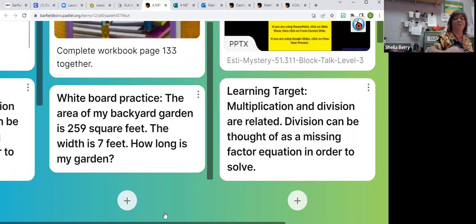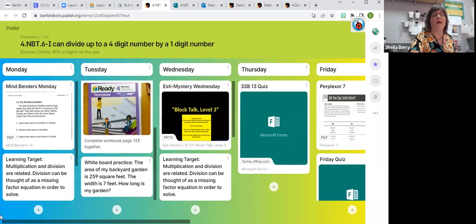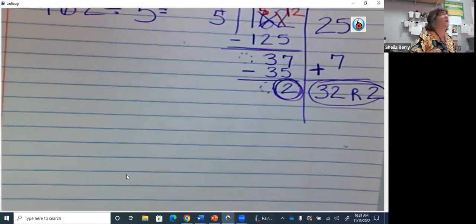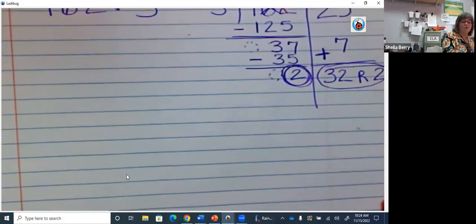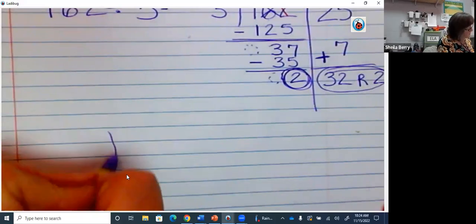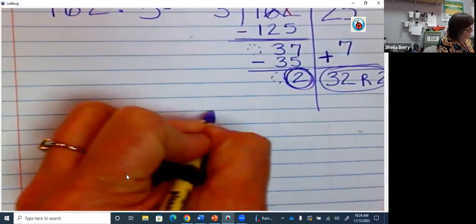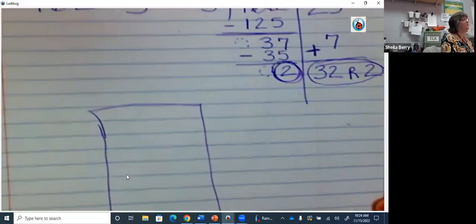Nope, not yet. I'm going to go back to my whiteboard. I want us to practice this one and then we're going to look at something else real quick. Okay, so let me minimize this. Okay, so let's come back here and I am going to draw myself a rug. Okay, so here's my rug.